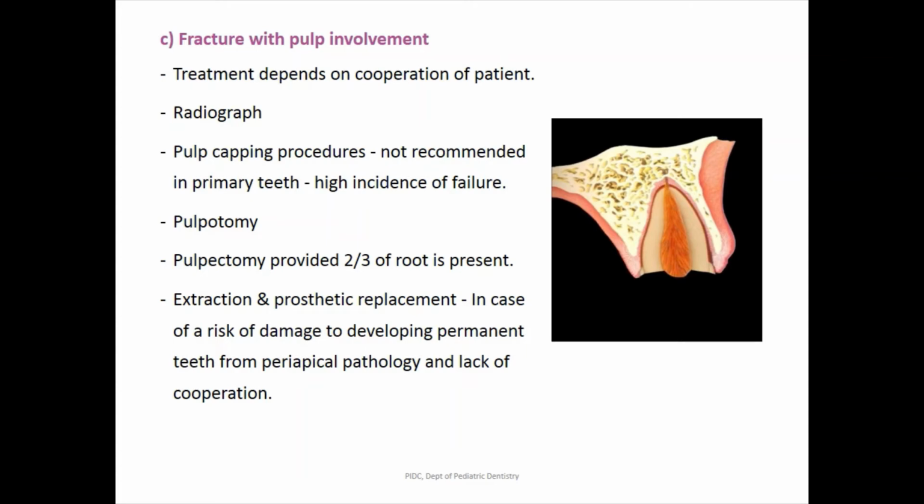Pulpectomy only if two thirds of the root is still present. Then aesthetic and prosthetic replacement if the patient is uncooperative or there is a risk of damage to the permanent tooth bud.